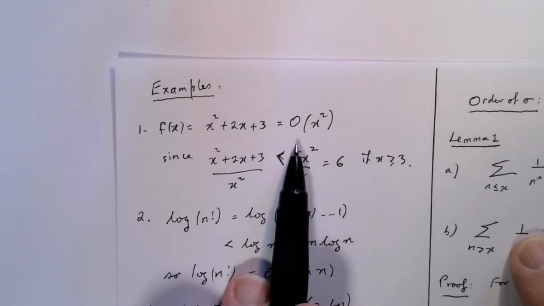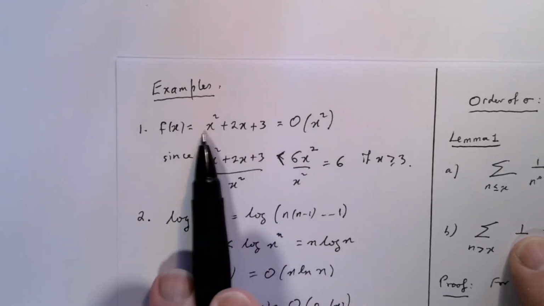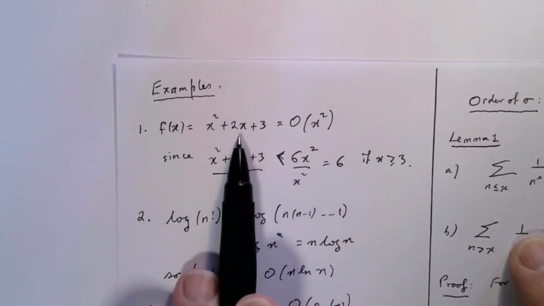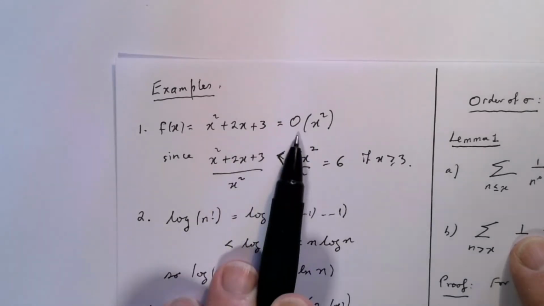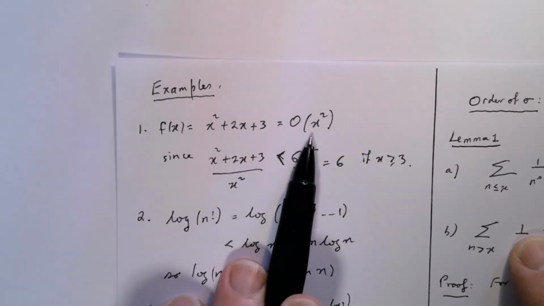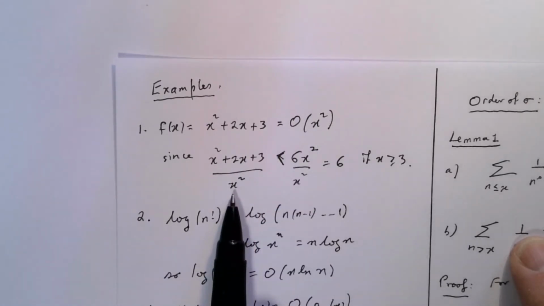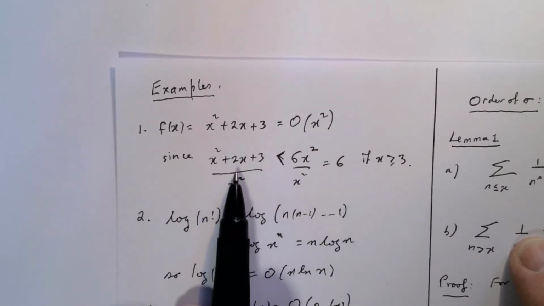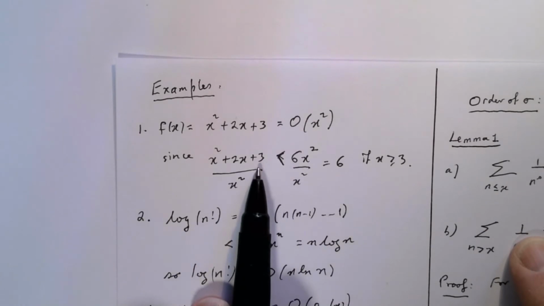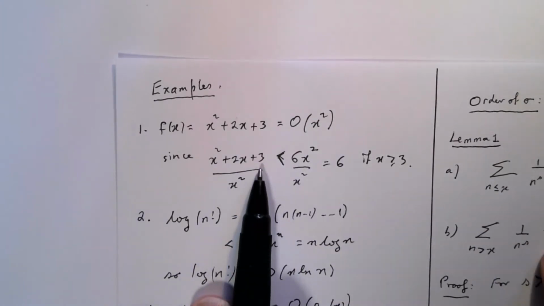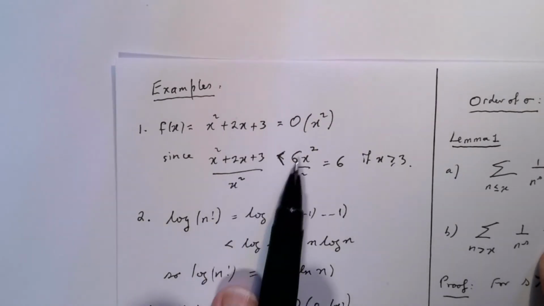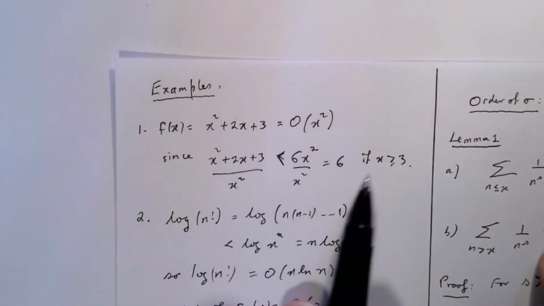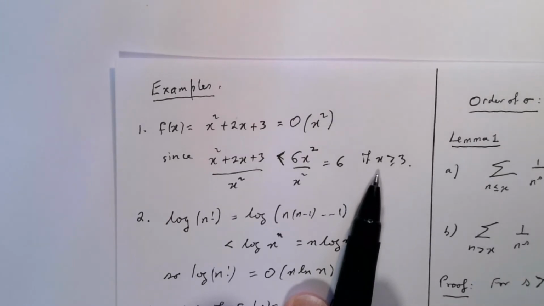So in some sense, if x is large, that's the most important term, and I want to sweep these two terms under the carpet, which I do by using the big O notation. Now, why is it big O x squared? Because if you divide these two, then you can say, look, if x is bigger than 3, then 2x plus 3 is just going to be less than x squared, and so this is less than 6x squared on x squared, which is 6, provided x is bigger than 3. And that means that this is big O x squared.